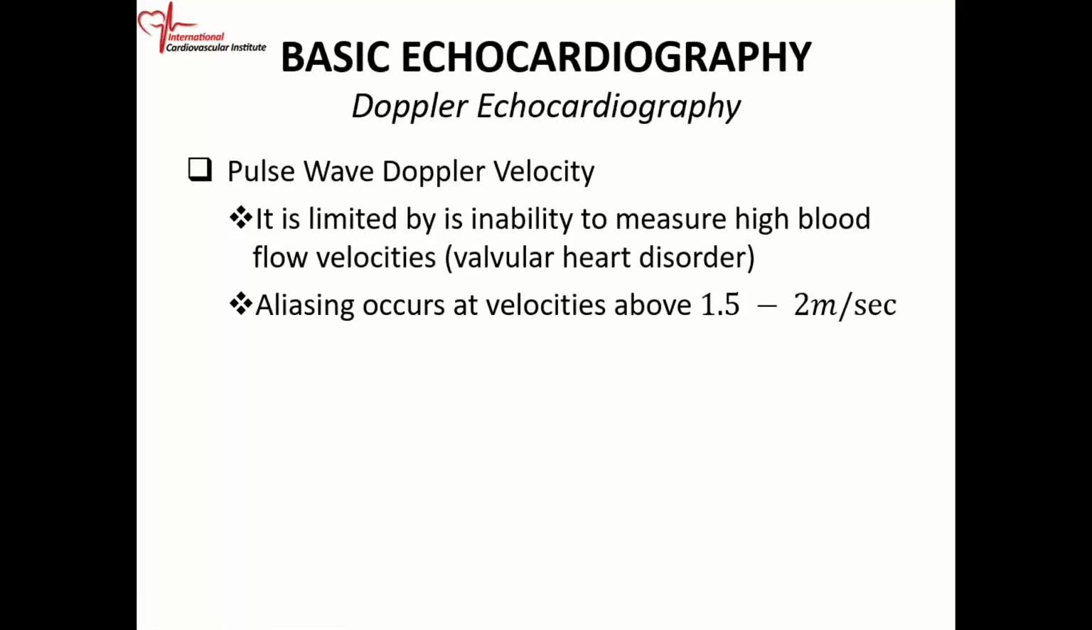Okay, so these are the limitations of pulse wave Doppler. It is limited by its inability to measure high blood flow velocities. It cannot measure blood flow velocities more than 1.5 to 2 meters per second. If you have any velocity greater than 1.5 to 2 meters per second, you're going to get what we call aliasing. Once it gets to that 1.5 to 2 meters per second, it's going to cut off the velocity and put a portion at the bottom, or in some cases put it at the top.